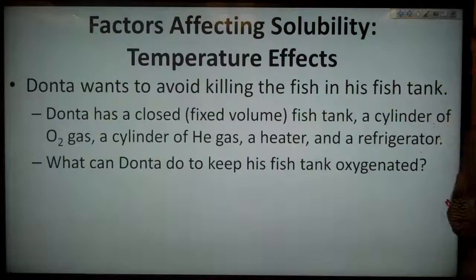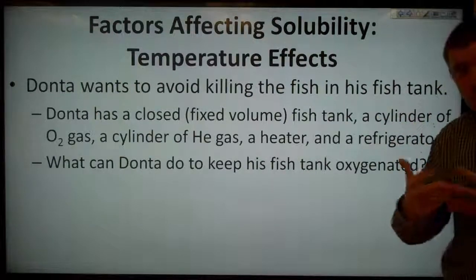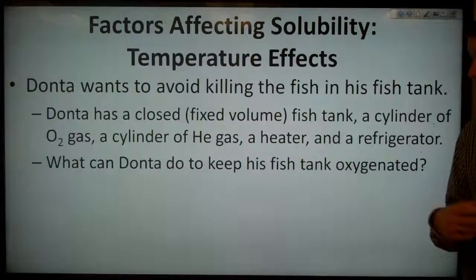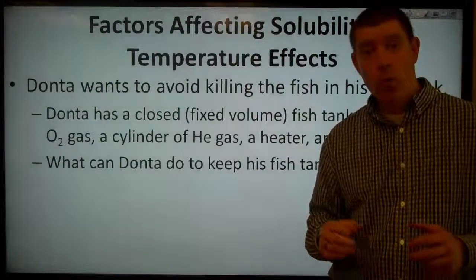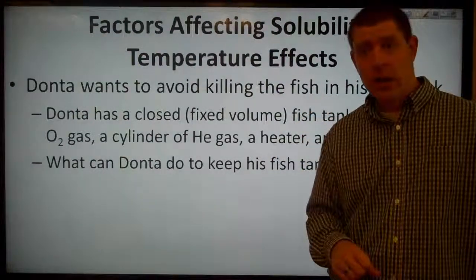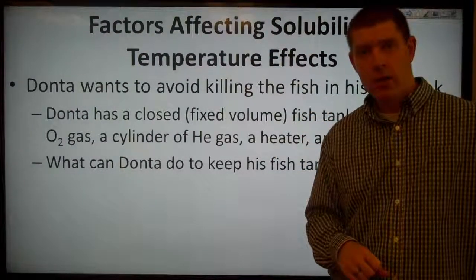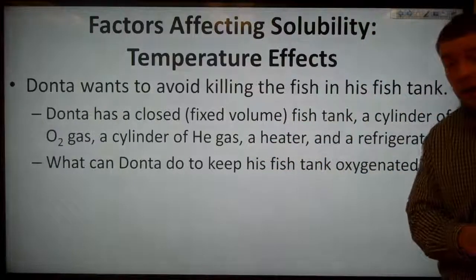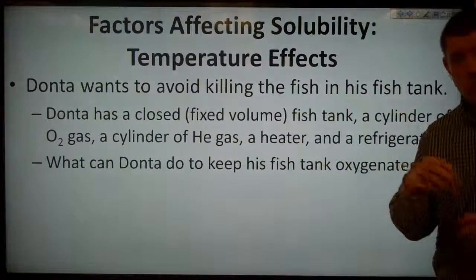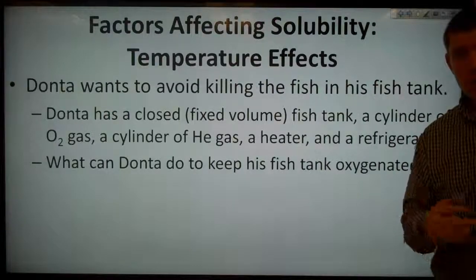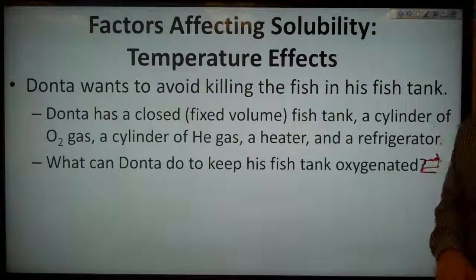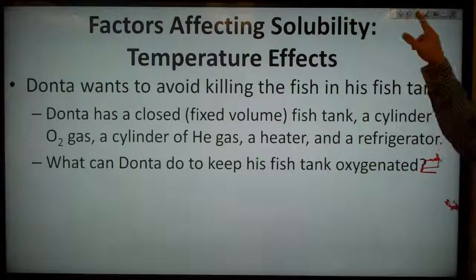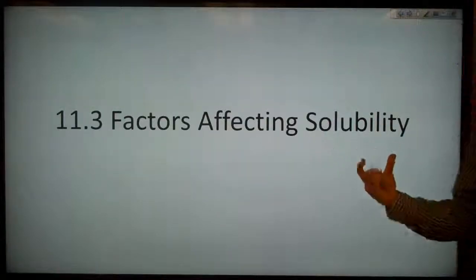And so Dante can either cool down the water in his fish tank, or he can use this cylinder of oxygen gas to increase the partial pressure of oxygen above the tank. He can do that either by pushing out the other gases, or by just increasing the overall pressure, as long as he's increasing the partial pressure of oxygen. If he's got a closed or fixed volume fish tank, he can just pump in more and more oxygen, and so the percentage of oxygen in the air above the fish tank will increase. So that was factors affecting solubility.